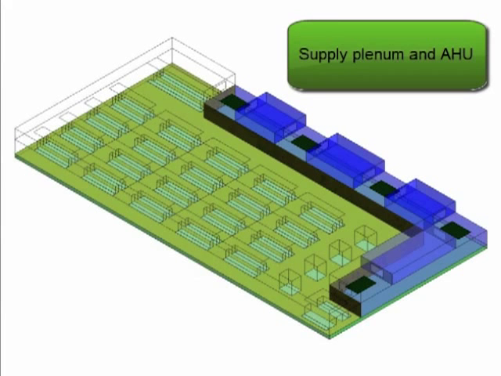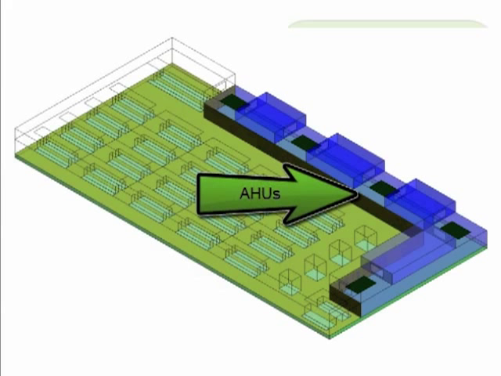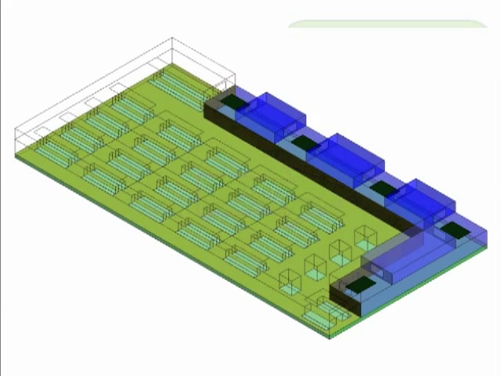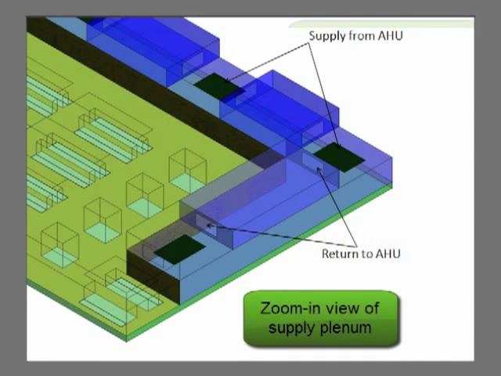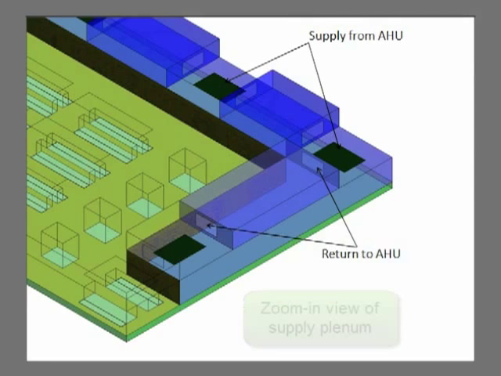This is the supply plenum, and there are a total of 5 air handling units. Air supply from the air handling units directly goes below the raised floor. In the zoom-in view, we can see supply and return faces of the air handling unit in the 3D model.